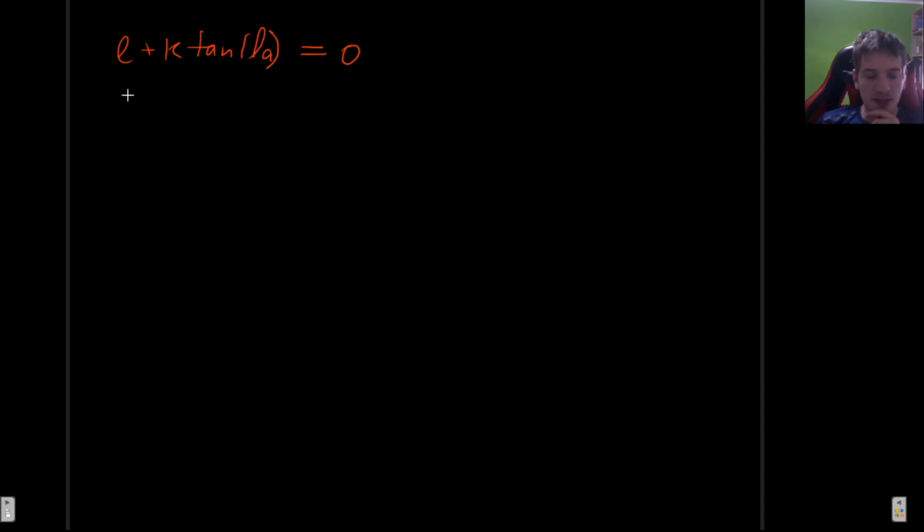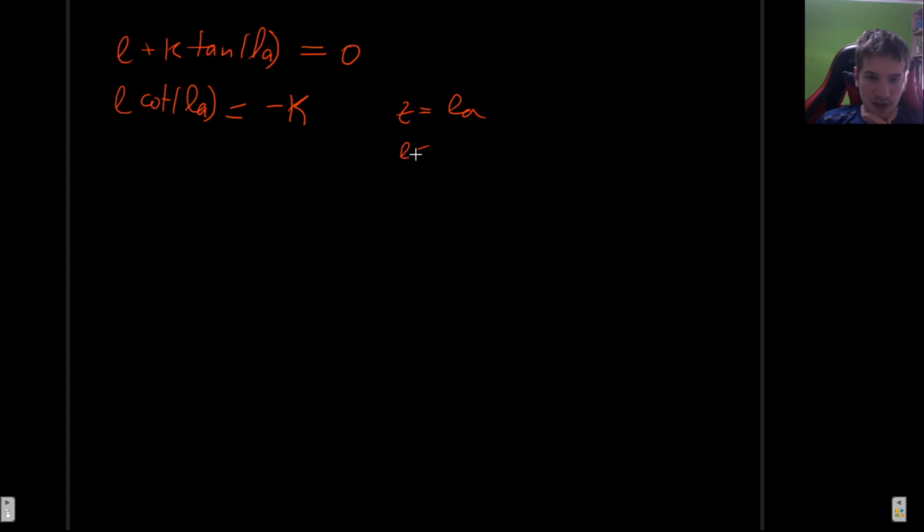So here we can use the same substitution that we used before. Let's just write this as L is equal to minus K tangent of LA. So let's say z is going to be LA. And in fact, maybe to make it even more obvious, let's just divide by the tangent, which is to say multiply by the cotangent. So we get L cotangent of LA is going to be equal to minus K. And this is basically the same thing that we had before, except with cotangent instead of tangent and with a minus sign right here.